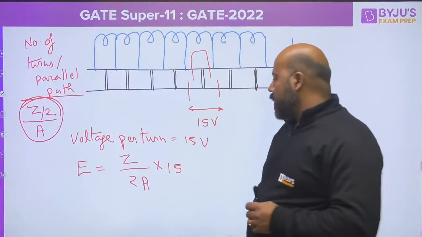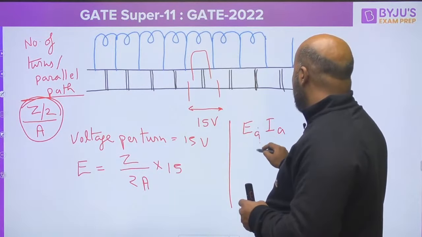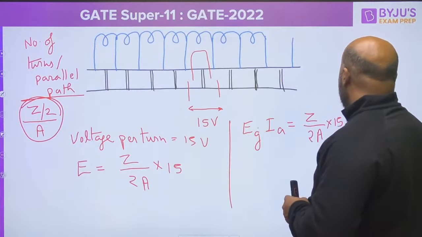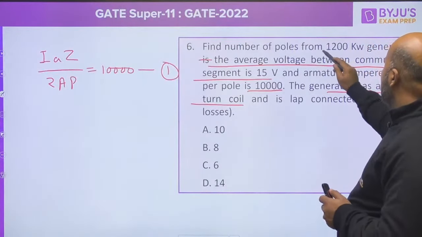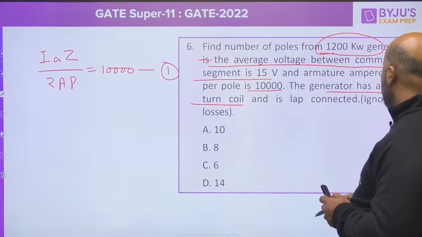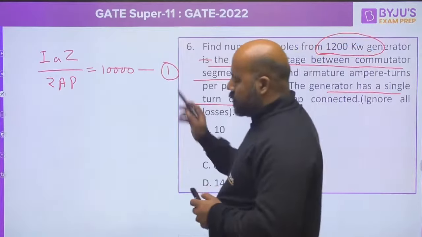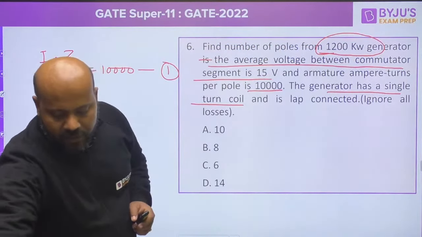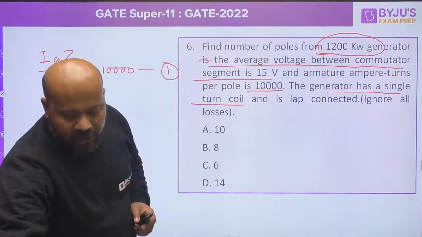The armature current is going to be IA. So you can write the total power generated like this: Z upon 2A multiplied by 15 multiplied by IA, and this is equal to the power given, that is 1200 kilowatts. This is equation number 2. This is equation number 1. Two equations, two unknowns, you have to solve and you will get your answer.